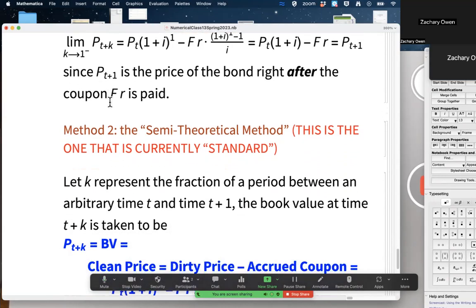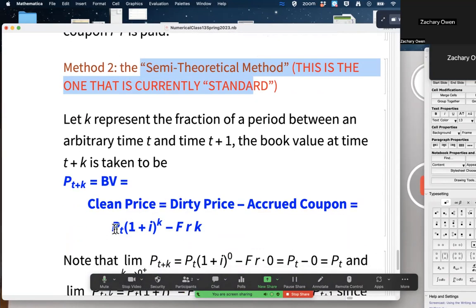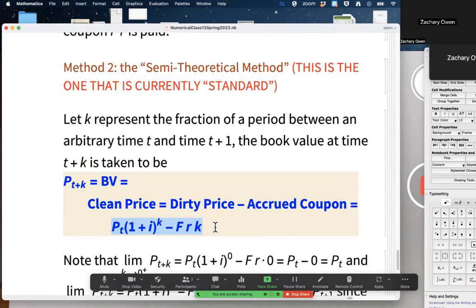What's method 2? It's called the semi-theoretical method, which is the one that's currently standard. Its formula is this. Same dirty price formula, simpler accrued coupon price. The idea that this is standard is probably because the accrued coupon formula is just much simpler. That's a linear function of k. That's 0 when k is 0 and F times R times 1 when k is 1. Simpler formula. That's probably why it's standard.